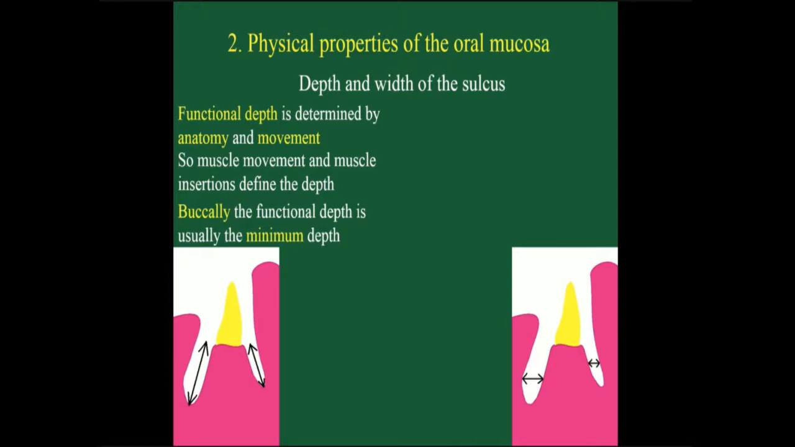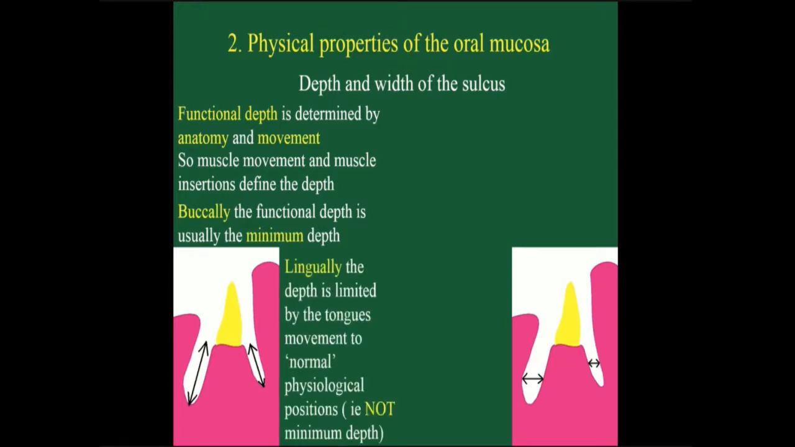Lingually, the depth is limited by the tongue's normal physiological movements, and I draw a distinction here between the maximum movements of the tongue and the normal physiological movements of the tongue. We will accept a depth of the sulcus normally, which allows the patient to lick their top lip from one corner of the mouth to the other. That would be sufficient movement to talk, speak, move the food around, and normal physiological movements of the tongue without disturbing the denture.